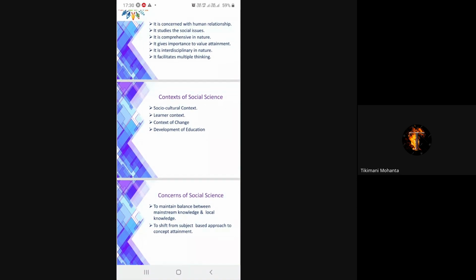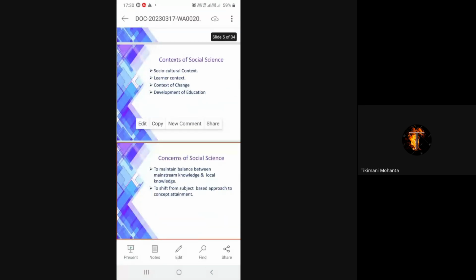Concept attainment is the most important thing we must take into consideration at the time of teaching social science. Whichever concept we are going to teach, every child must be able to understand the concept, not only for the purpose of securing marks or getting certificates.